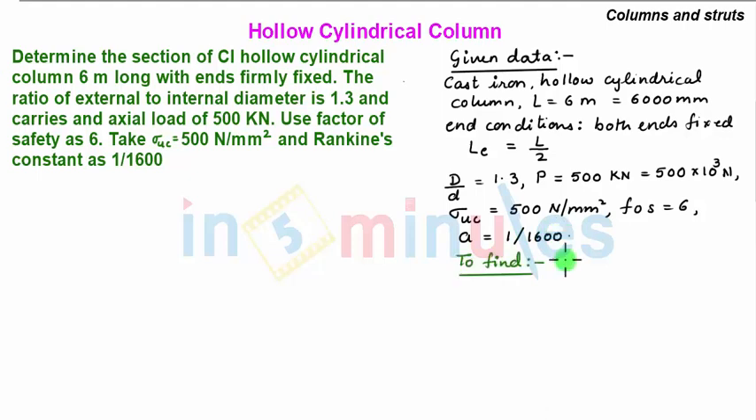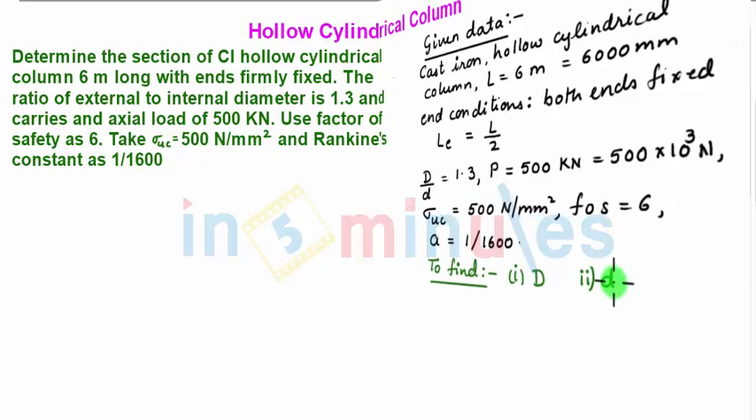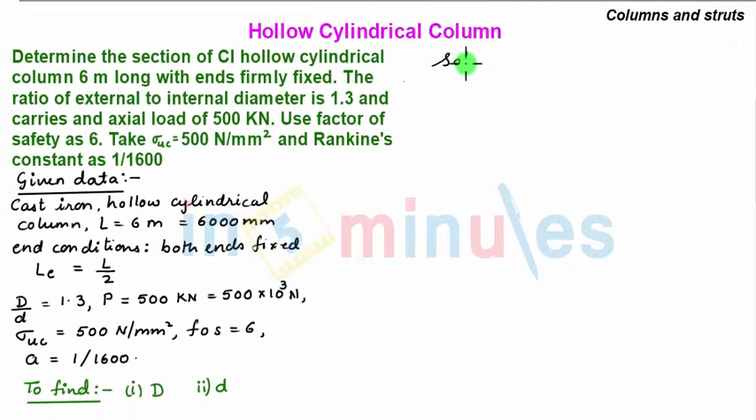And in this problem we have been asked to find the section of the cast iron column, which is nothing but its external diameter capital D and internal diameter small d. So let's solve this problem. So we start with the solution.